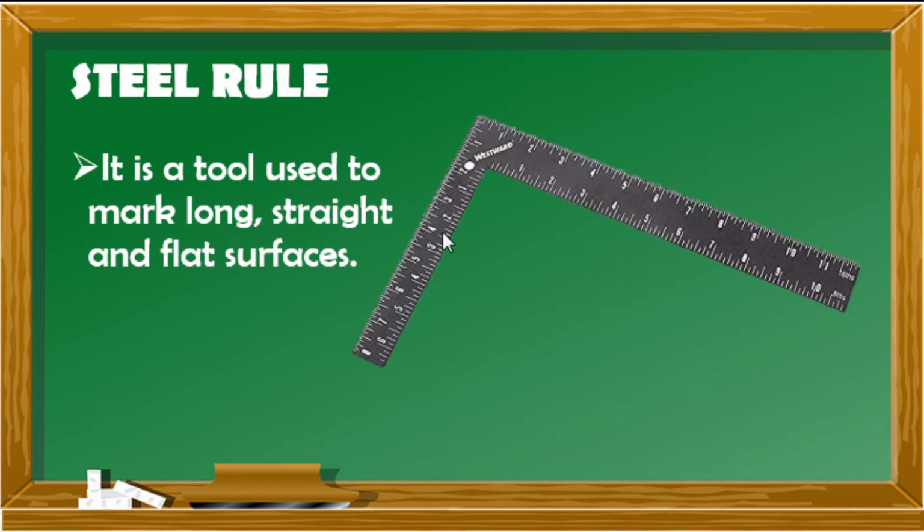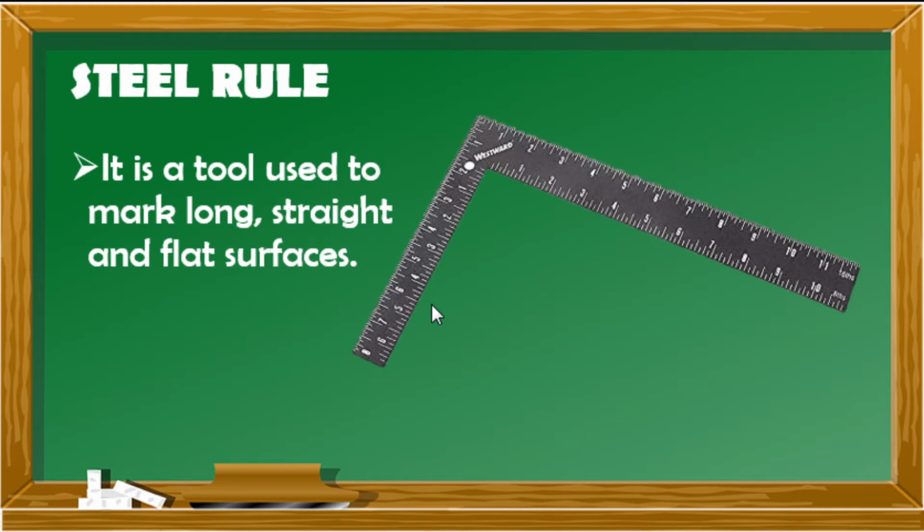Steel rule. Same in appearance with tri-square. So, it is a tool used to mark long and straight and flat surface. So, same concept. Measure ng right angle ng corner. Measuring din at the same time kasi meron siyang naka-indicate na measurement. Pero ang difference niya lang kay tri-square ay si steel rule ay mas mahaba.